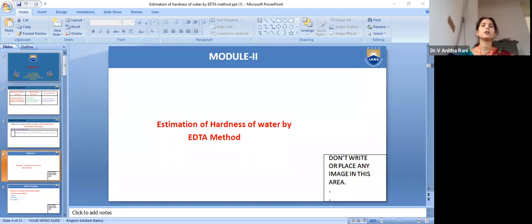These are the apparatus we are using for this method, estimation of hardness of water by EDTA method. Students, tell me what are the chemicals we are using?